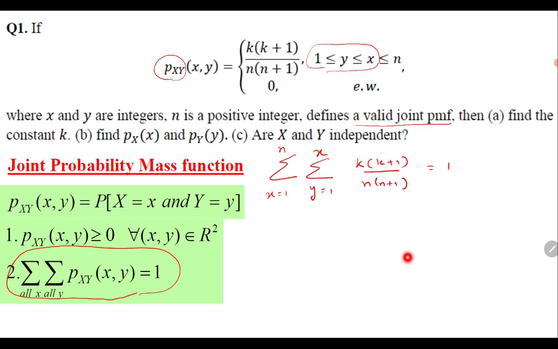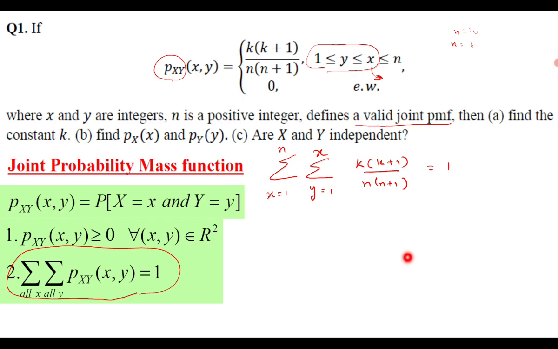The only confusion which may come to your mind is why y is not moving from 1 to n instead of 1 to x. If you see here, x is a variable. Yes, x is less than or equal to n. Suppose n is equal to 10 and your x is 6. In that case it satisfies the inequality, but x can go up to 7 also, 8 also, 9 also and 10 also.